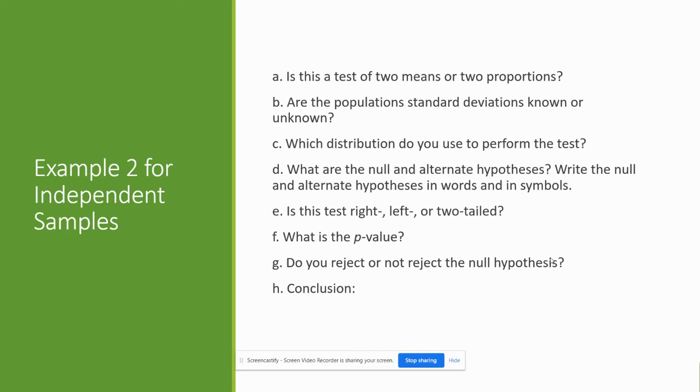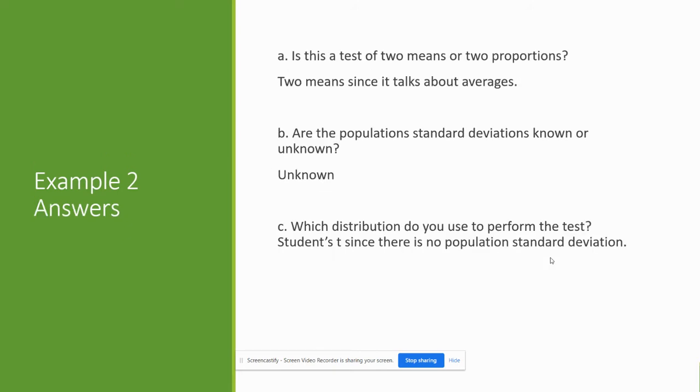All right, I'm going to answer the same questions that we did before. So let's quickly go through part of them. Is this a test for two means or two proportions? It's two means since we're talking about averages, and I don't have anything about percentages or proportions. Are the population standard deviations known or unknown? They're unknown because I didn't mention them. They weren't anywhere in there. All I really had was raw data for two different samples. And which distribution am I going to use to perform the test? I'm going to use the student t since there's no population standard deviation.